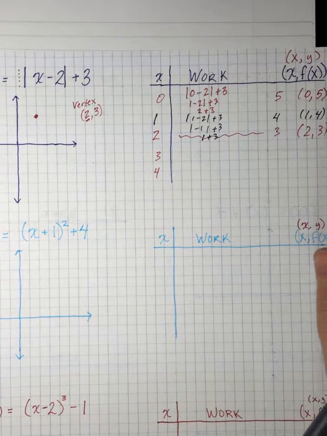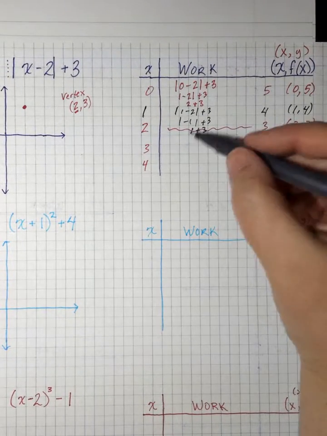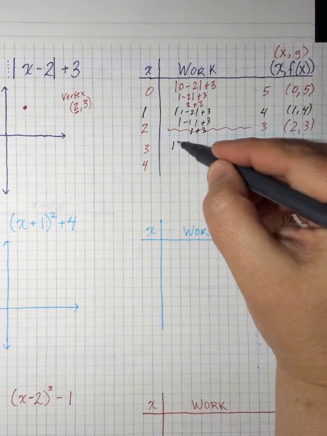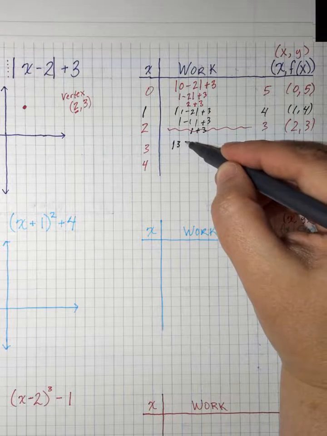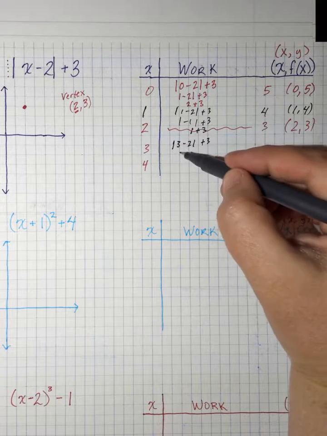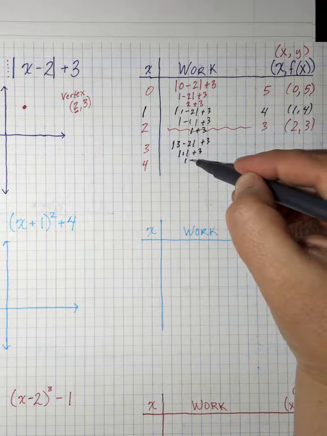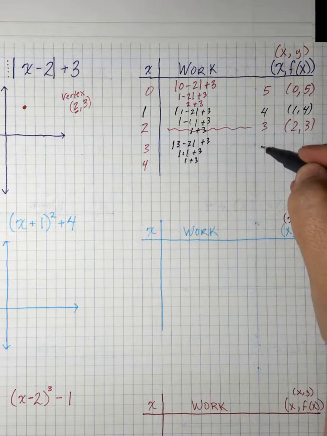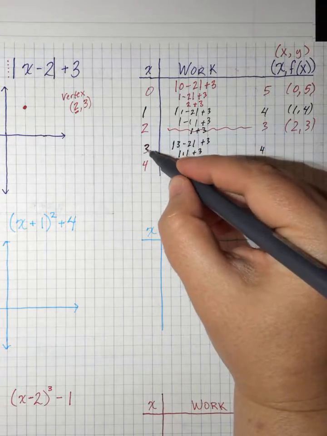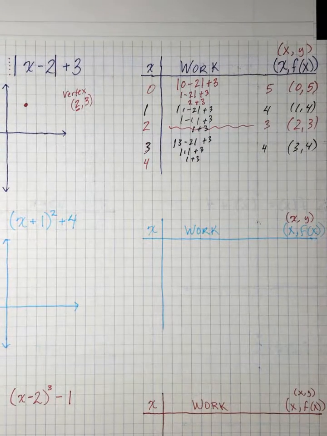Do the other side, same way. Plugging in my 3. I'll leave more room next time. Get the absolute value of 3 minus 2 and then plus 3. Well, 3 minus 2 is 1. Absolute value of positive 1 stays positive. So 1 plus 3, I get a 4 again. So this ordered pair, 3, 4.